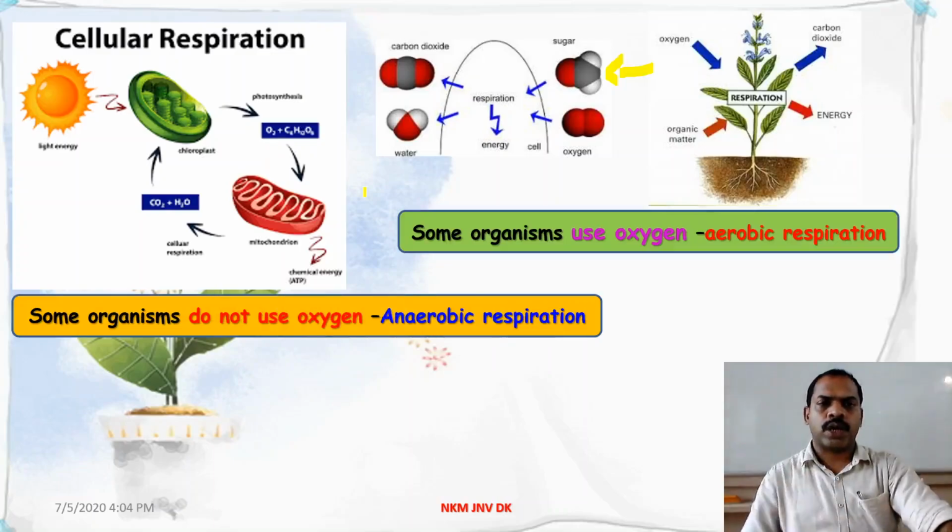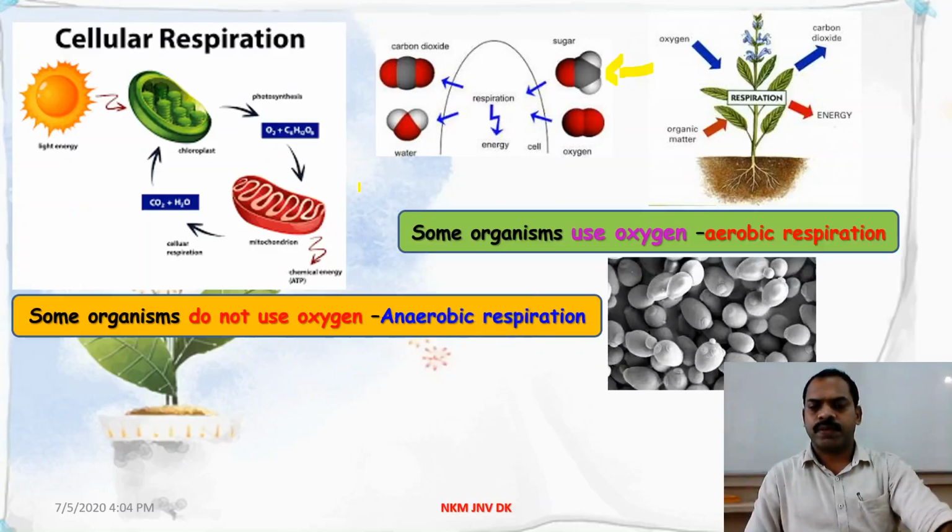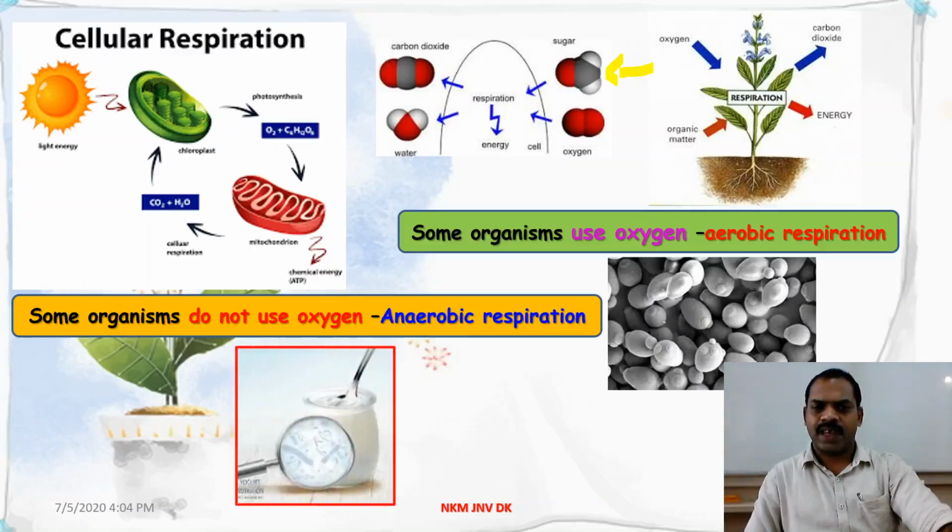But there are certain other organisms that do not need oxygen at all. They are called anaerobic organisms, and such a type of respiration is called anaerobic respiration. Basically only microorganisms come under anaerobic organisms. Can you identify this organism here? It is yeast, fungi, and lactobacillus, which are also anaerobic organisms.